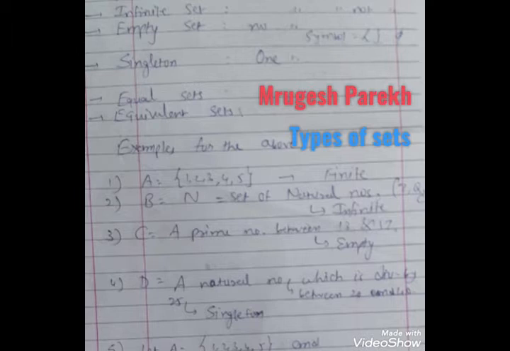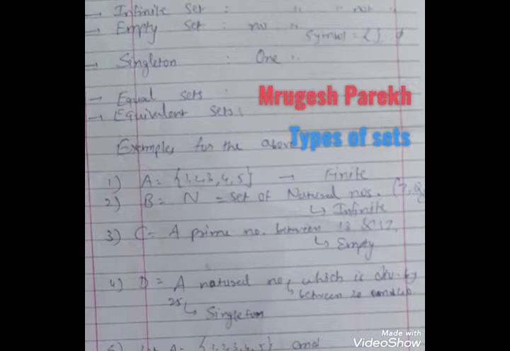Now B equal to N, the set of natural numbers, otherwise I consider B equal to Z, B equal to Q, B equal to R, means set of integers, set of rational numbers, set of real numbers, B equal to C, set of complex numbers. All these go on infinitely. How many members are lying in this set, we can't count the elements, we can't say a fixed number, so we say that this is an infinite set.